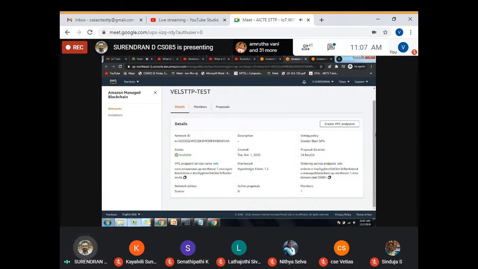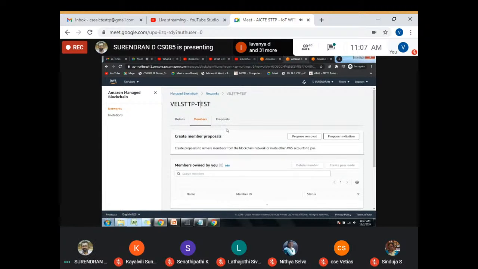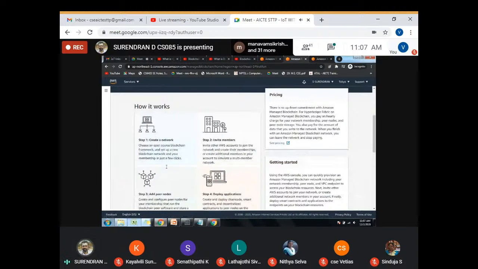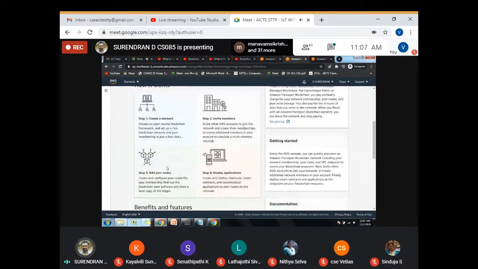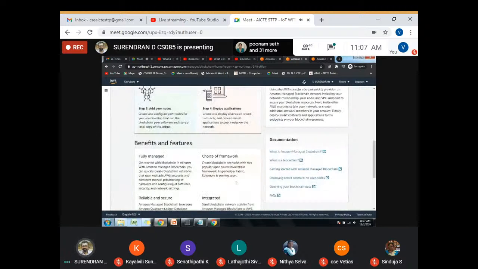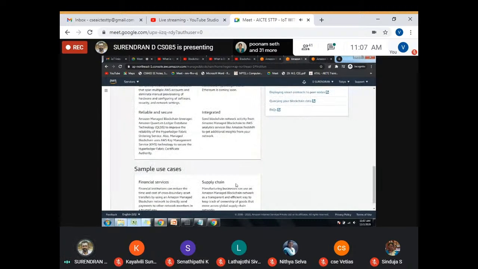Now, if you have 10 members, the voting policy means any particular transaction needs to have a consensus of greater than 50%. And only then that becomes a transaction, and that gets stored in the Hyperledger Fabric, right? Now here, for the want of time, sorry, I just only created the network, but I have not invited the members, added peer nodes and deployed applications. So you can give it a try, right?